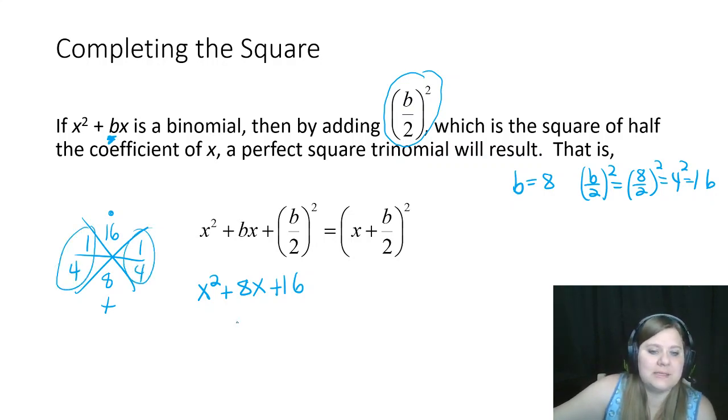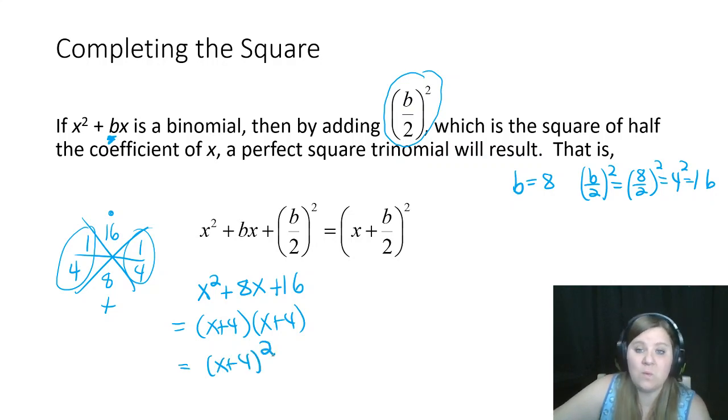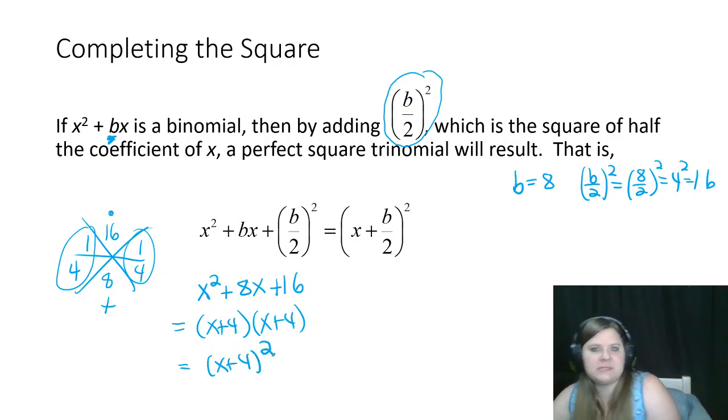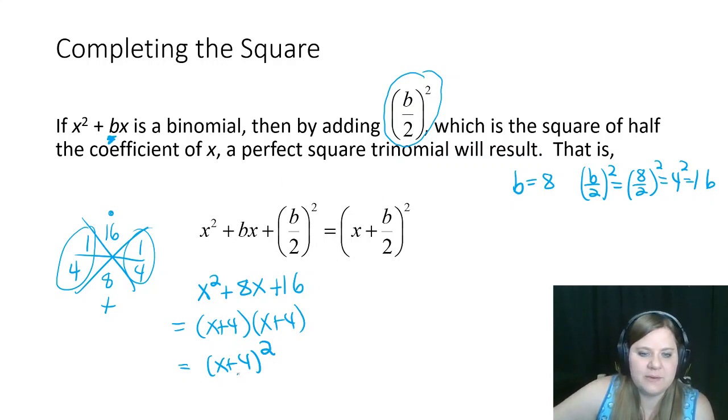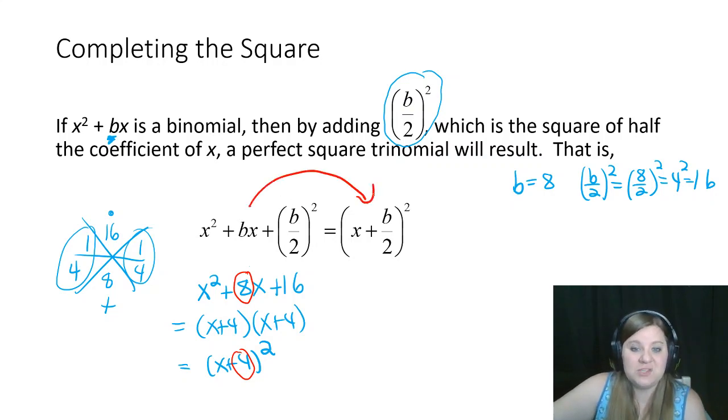So I can factor this to be x plus 4 times x plus 4, which is the same thing as x plus 4 squared. And what you're going to notice is that this number here, the 4, is really just our b divided by 2. So our b was 8. When you divide it by 2, you get 4. That's where this number comes from. So you're welcome to jump straight from here to here using that rule if you like.